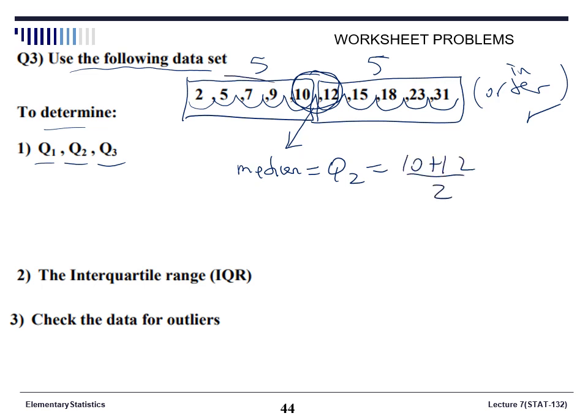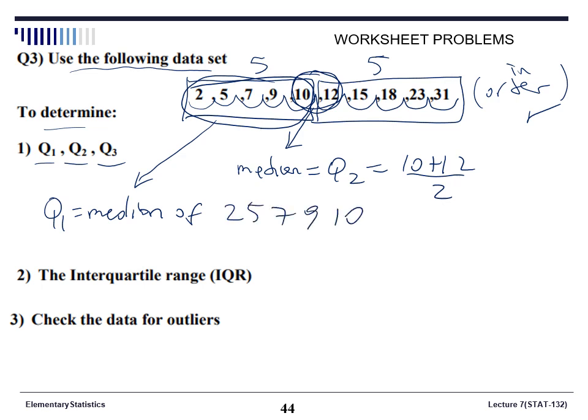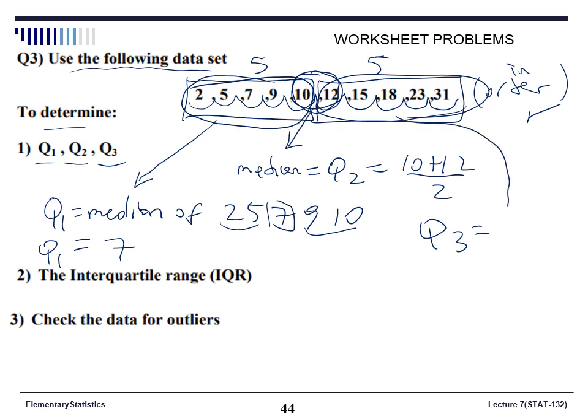And for the first half of the data, you can find the median, which is Q1. So Q1 is the median of 2, 5, 7, 9, 10. If you divide it into 2, this will be the middle number. So Q1 is 7. And you can do the same thing for the second part. So Q3 is the median of this part here, so it will be just 18.